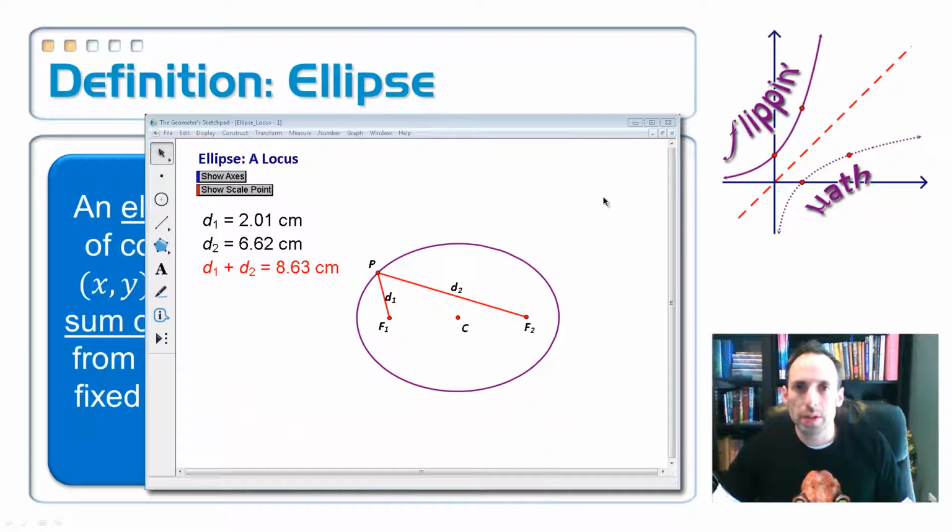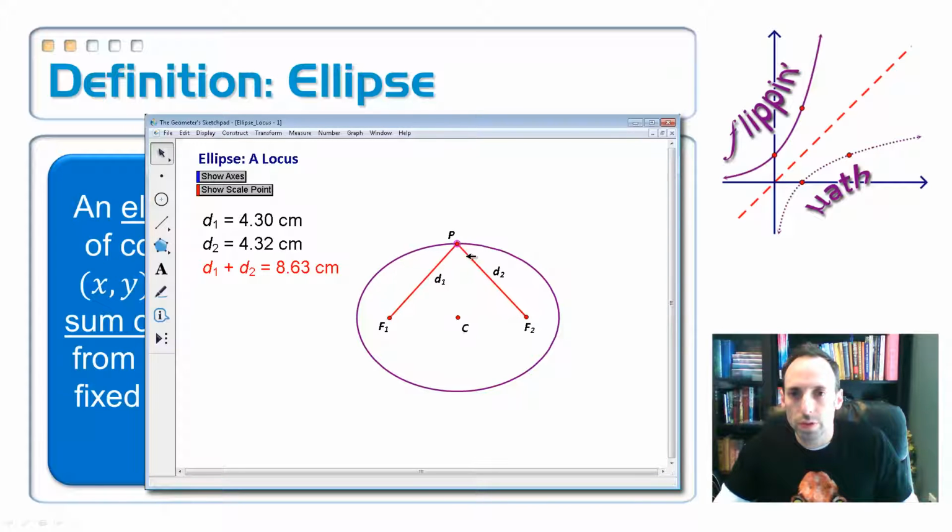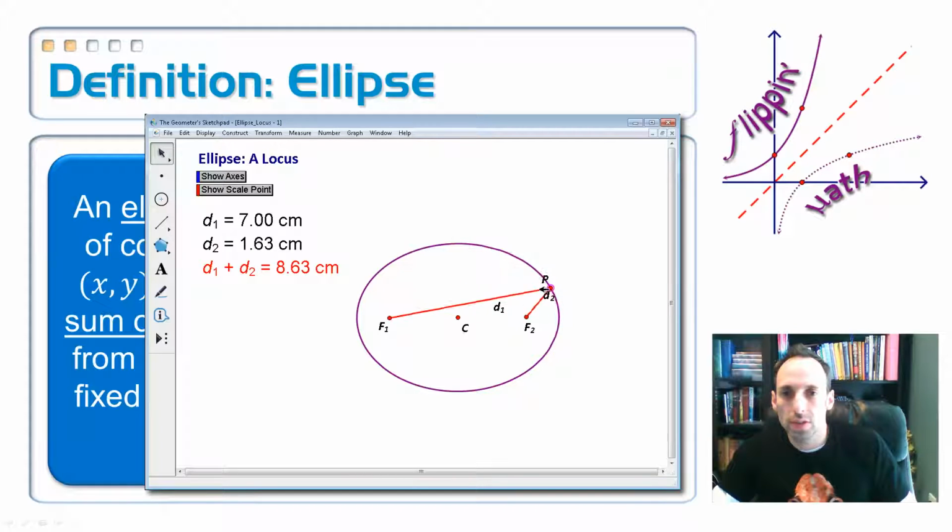So let's examine the locus definition of an ellipse in a little bit more detail. Remember, if you take a point and measure the distance away from two other points called the foci and add those two numbers up, it's always the same. So on this diagram, if I take point P and move it around, both of these measurements are measured over here, and I've summed them up. No matter where I move this point P, the sum of those two things is always the same.